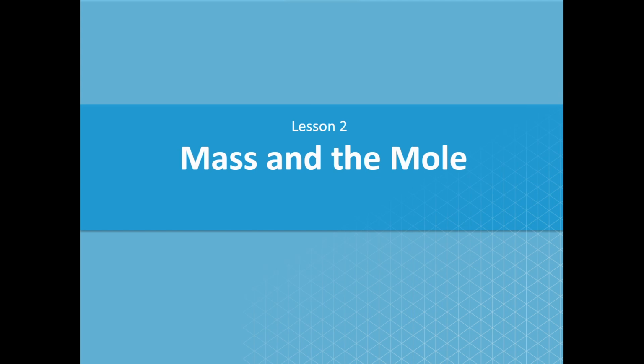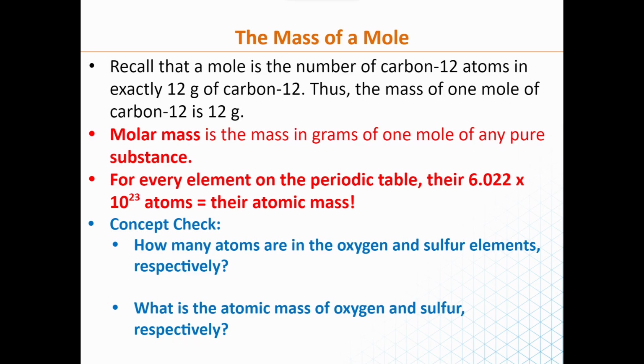Next, what we're learning is molar mass. So molar mass is the mass in grams of one substance, and that's just the atomic mass of the substance. So if you just look on the periodic table, you'll be able to figure out the atomic mass.